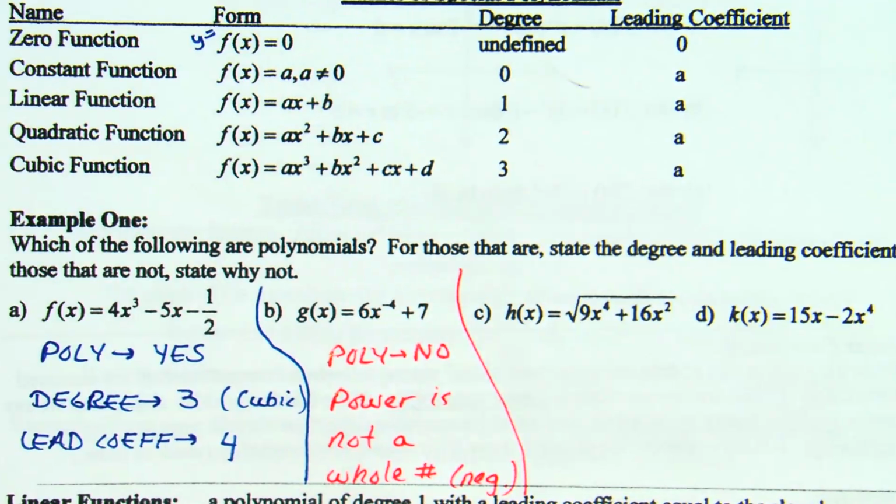See when you're ready. H of x equals the square root of 9x to the 4th plus 16x squared. Can we simplify? We could, okay, so if we're talking individual terms, there is a square root of 9x to the 4th that could be simplified. There is a square root of 16x squared that could be simplified. But can we take the square root of a sum?